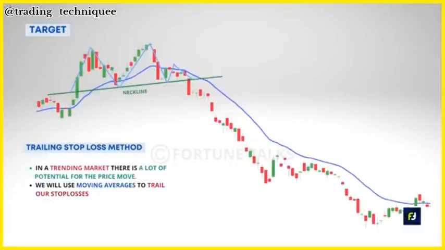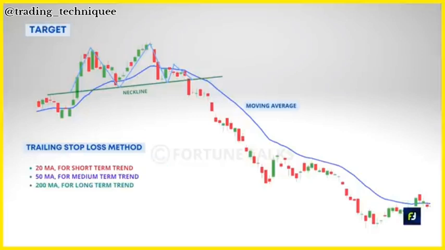The second method is more like trailing your stop loss to ride big trends. Now if you have followed me on my last video, you know how to trail your stop loss to ride massive trends in the market. One way you can do this is to trail your stop loss with moving averages. The selection of moving averages will depend on the time frame that you're trading on. For short-term trends, a 20 moving average will do the job. But for a medium-term trend, a 50 moving average will be a good choice. And for a long-term trend, a 100 or 200 moving average is the best possible option.